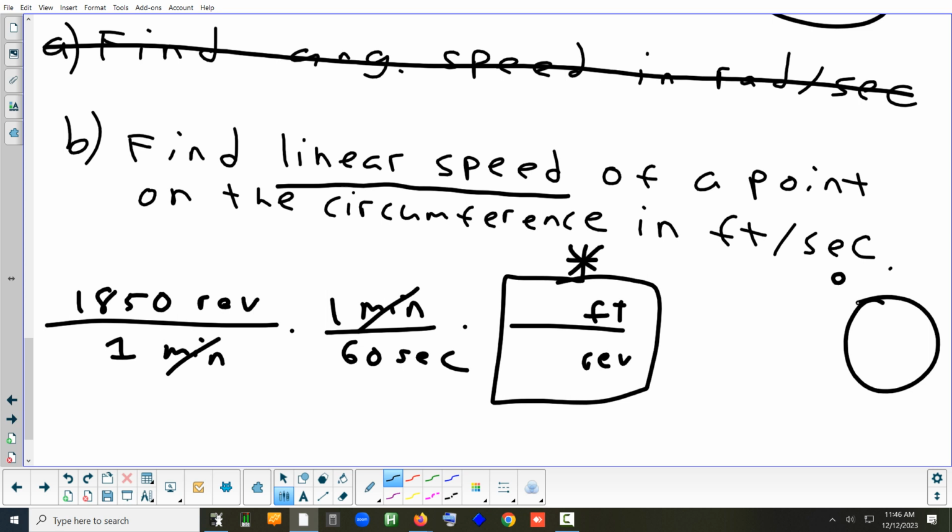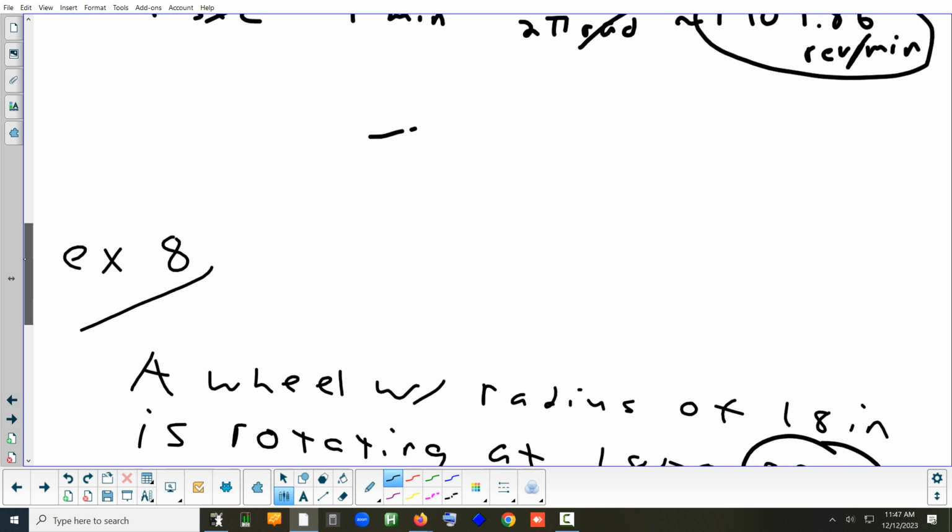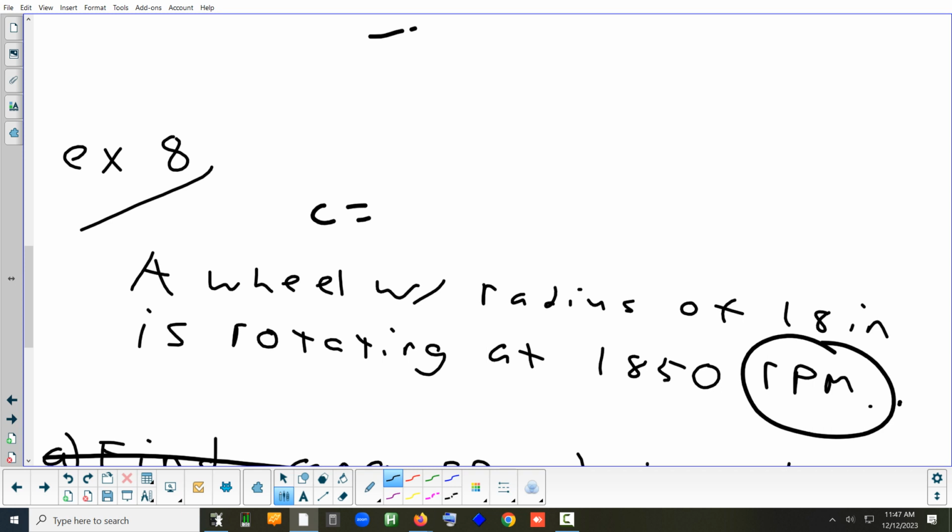Now, if you think of a revolution as a circle, a revolution is really the what of the circle? It's the circumference. So what we have to find is how many feet in the circumference of the circle. That's one revolution. So what's the formula that we use to find circumference? What is it? 2 pi r. Yep. So circumference is 2 pi r.